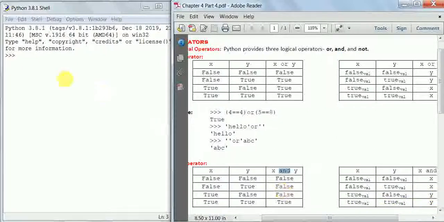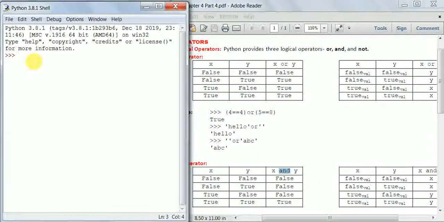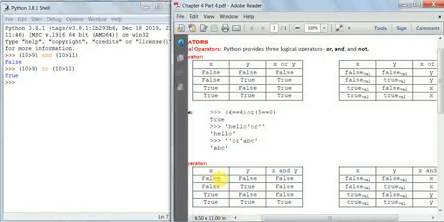Let's take a condition like 10 is greater than 9 and 10 greater than 11. Since one of the conditions is false, the output is false. And if I put OR instead of AND, then the output is true, because one of the conditions is true.